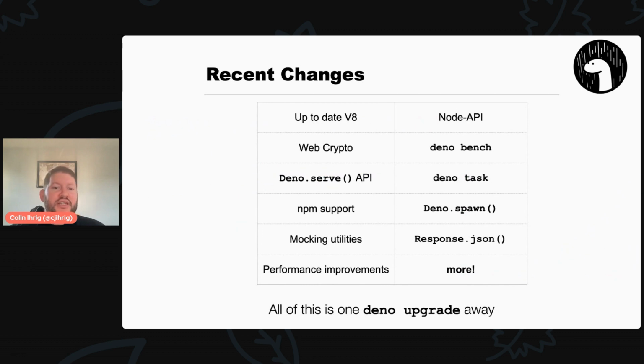And then some other recent things that have landed in Deno. We always keep V8 up to date as much as possible. Node API has been implemented in Deno. Some subcommands: deno bench for benchmarking, deno task. Deno.spawn is a new way to spawn child processes in Deno. I'm not going to list everything, but you can easily look at the change logs online. And if you have Deno installed, just run deno upgrade and you'll automatically get the latest and greatest.